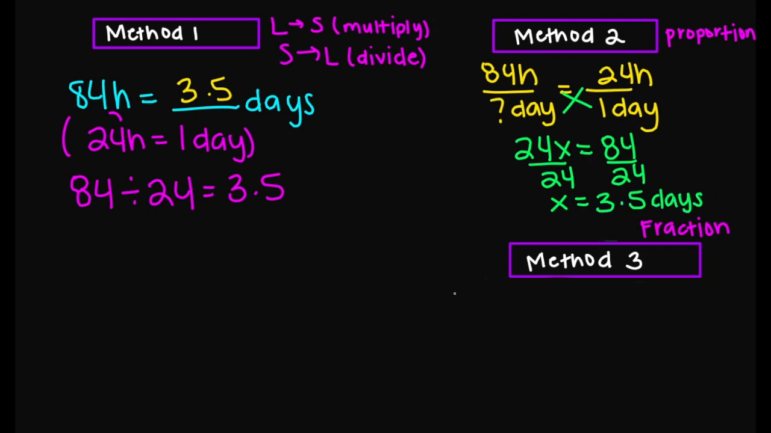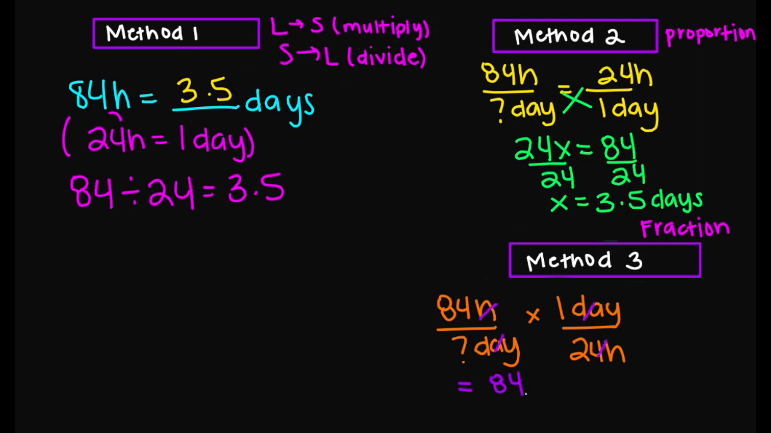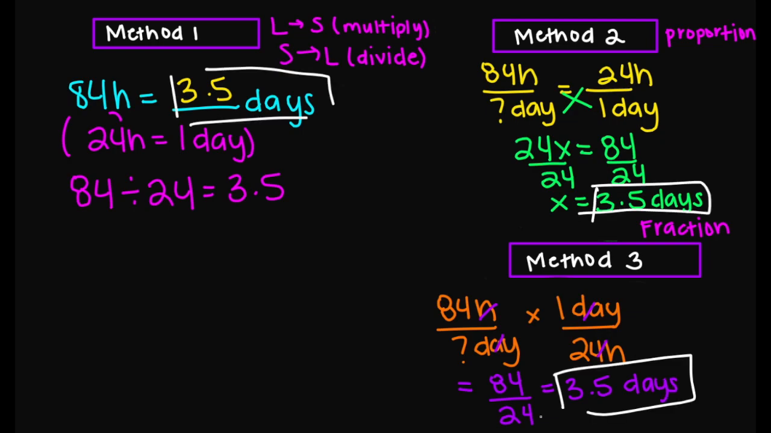Now let's look at method number 3. If we set up a fraction, very similar to method number 2. So 84 hours times, we have 1 day here, and down here we have 24 hours, and my hours and days are going to cancel out. So I'm just going to multiply across. 84 is in my numerator, and my denominator is going to be 24. So 84 divided by 24 is going to be 3.5 days as well. So if you use all 3 methods, your answer is going to be 3.5 days.